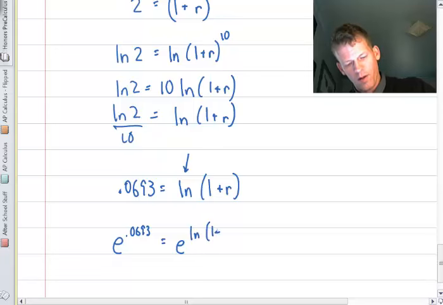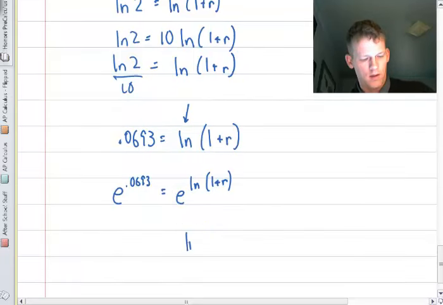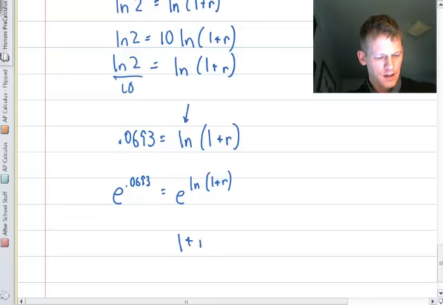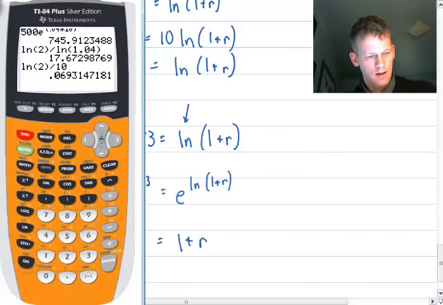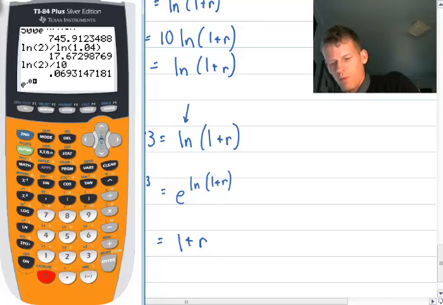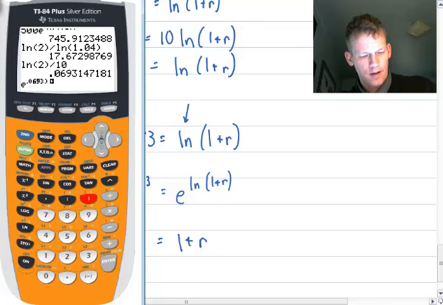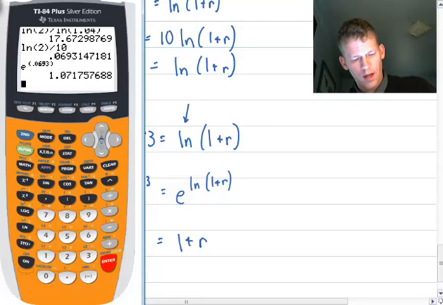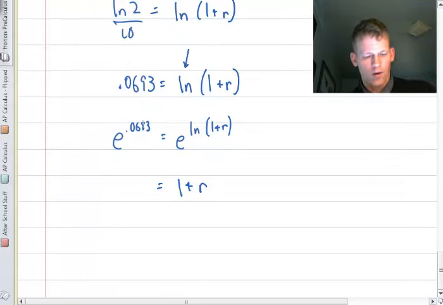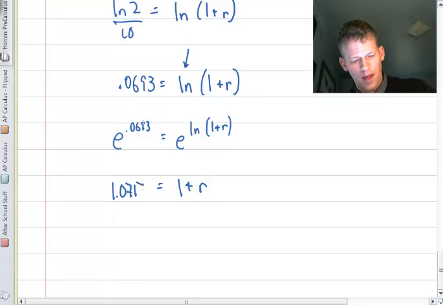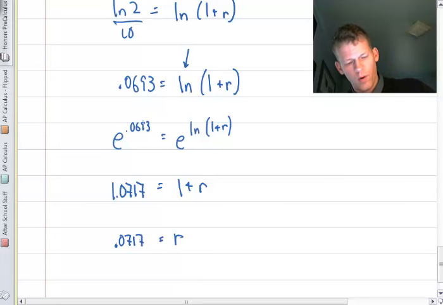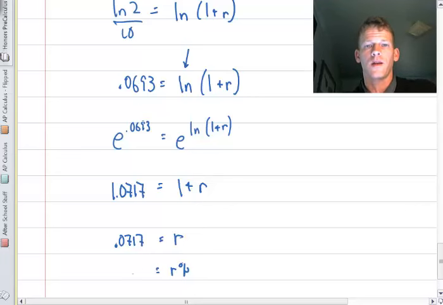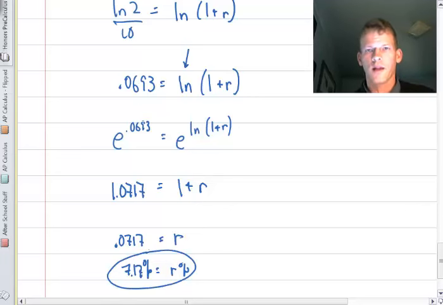And what I'm going to be left with is 1 plus r equals whatever e to the 0.0693 is, so let's see what that is. So shift natural log, e to the 0.0693 gives me 1.0717. So when I subtract 1 from that, I'm going to get 0.0717. That would tell me what my interest percent is going to be, 7.17%. So in order to double my money in 10 years, I need to at least be getting 7.17% interest to do that.